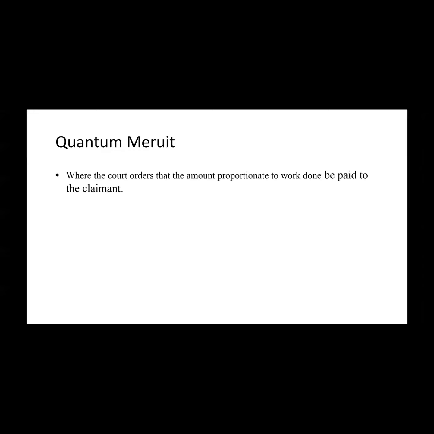So the next one is quantum meruit. This is where the court orders that the amount proportionate to the work done be paid to the claimant. So this is where a party who has performed some part of the contract is seeking to be paid the amount that they have worked for, right? The amount that is proportionate to the work that they have done, to be paid on a quantum meruit basis.